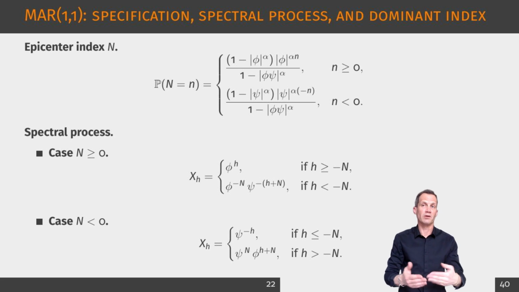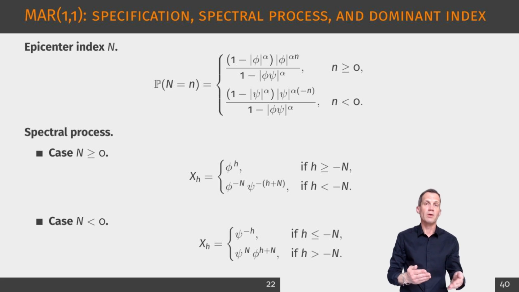This slide characterizes the epicenter index n and the spectral tail process for MA(1,1). The epicenter has two geometric tails. For n larger or equal to 0, probabilities decay like phi to the power alpha n, while for n smaller than 0, they decay like psi to the power alpha times minus n, with a normalizing factor that depends on phi and psi to the power alpha.